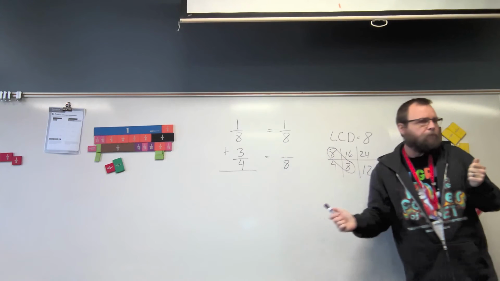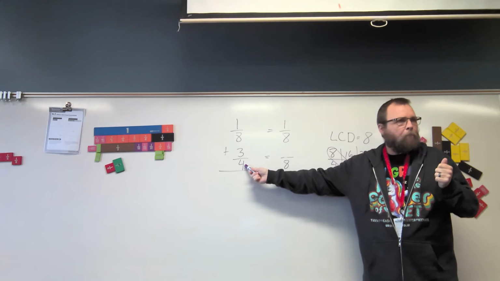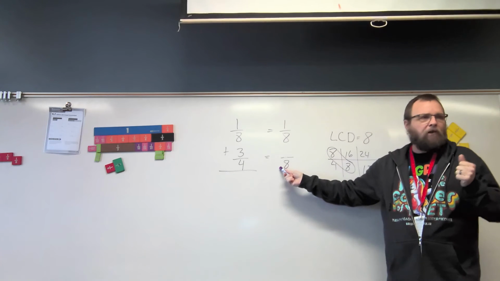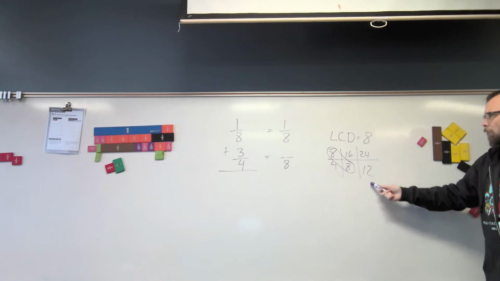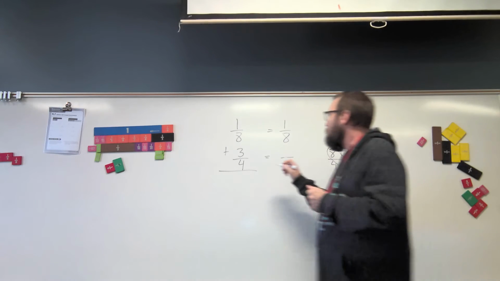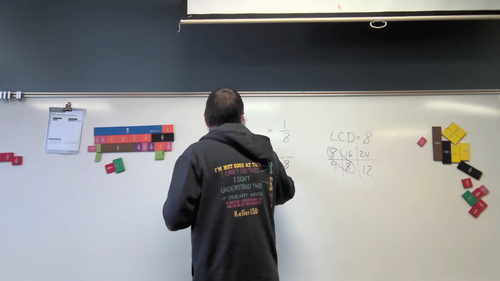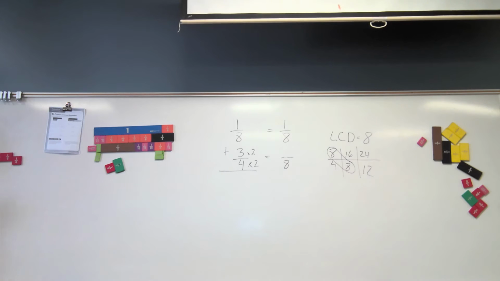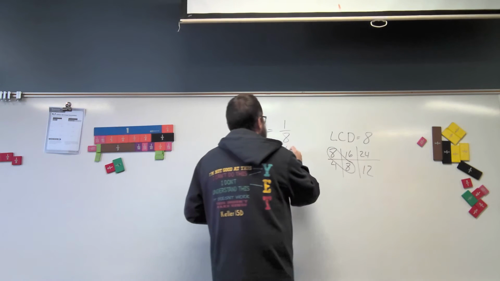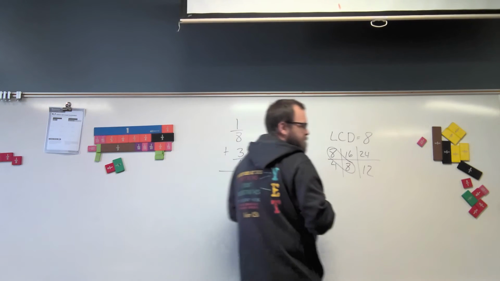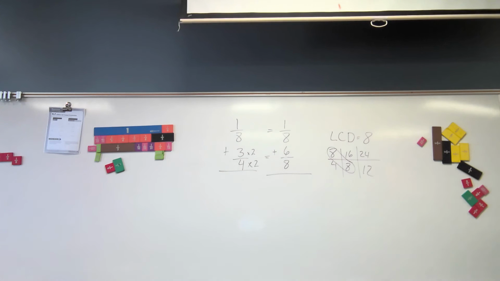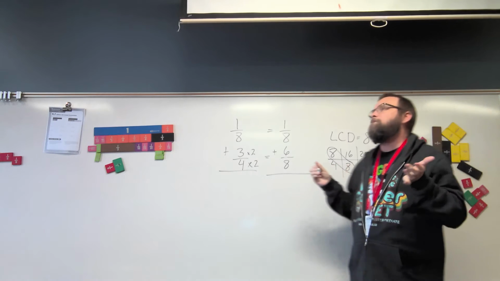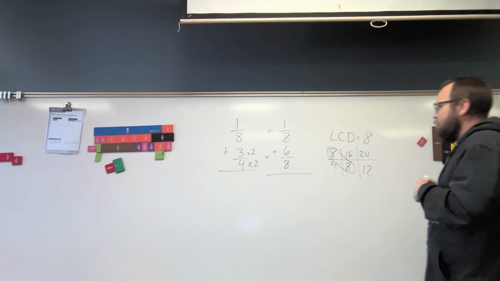We're missing this numerator. So we have to figure out, what did I multiply 4 by to get my new denominator? So 4 times what? 2. If I multiply my denominator by 2, I must also multiply my numerator by 2. So my new numerator is 6. So now I have 1/8 plus 6/8. I can do 1/8 plus 6/8 because it has the same denominator. And 1/8 plus 6/8 is what? 7/8.